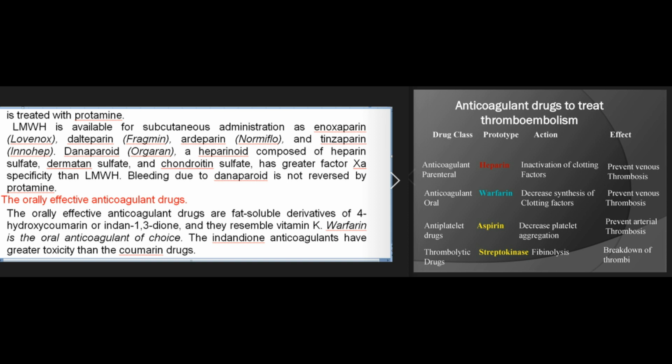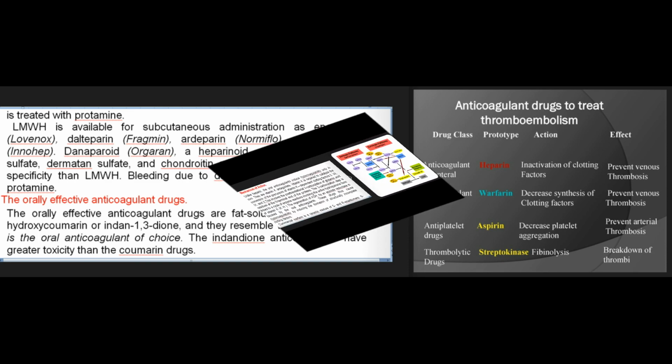The orally effective anticoagulant drugs. The orally effective anticoagulant drugs are fat-soluble derivatives of 4-hydroxycoumarin or indan-1,3-dione, and they resemble vitamin K. Warfarin is the oral anticoagulant of choice. The indandione anticoagulants have greater toxicity than the coumarin drugs.